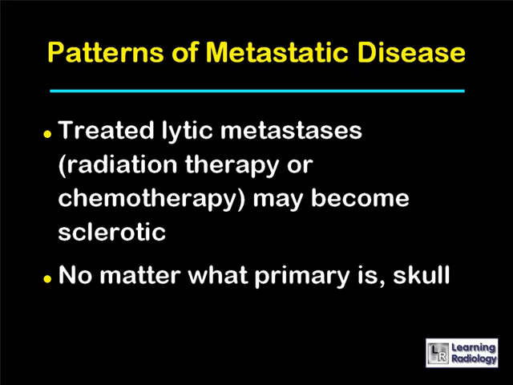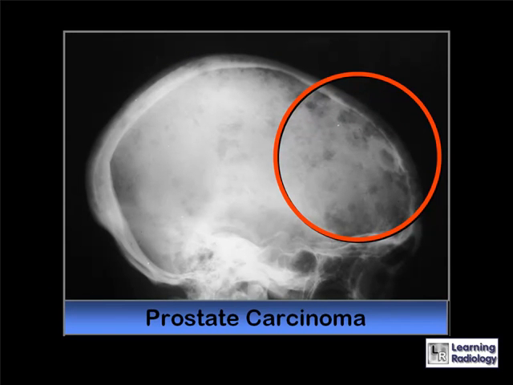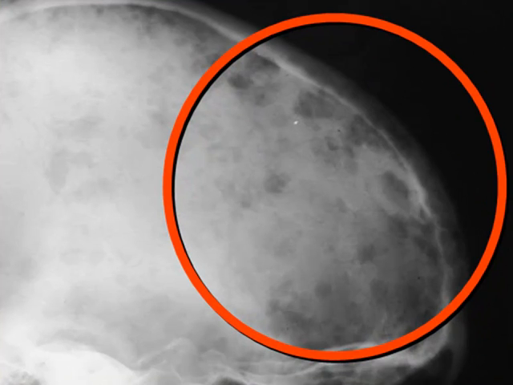And generally speaking, no matter what the primary is, skull metastases tend to be lytic in appearance. This is an example of metastatic disease from the prostate, almost always osteoblastic in appearance, in which there are lytic metastases in the frontal bone and parietal bones of the skull.